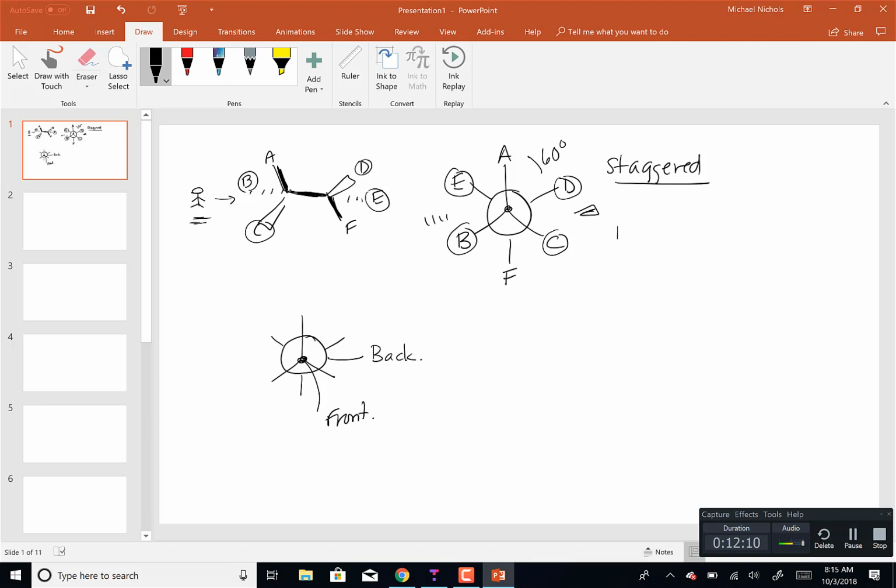This turns out to be the most stable of the two conformers of something like ethane. If all these groups are hydrogens, then this is the most stable conformation of ethane. Everybody with me?